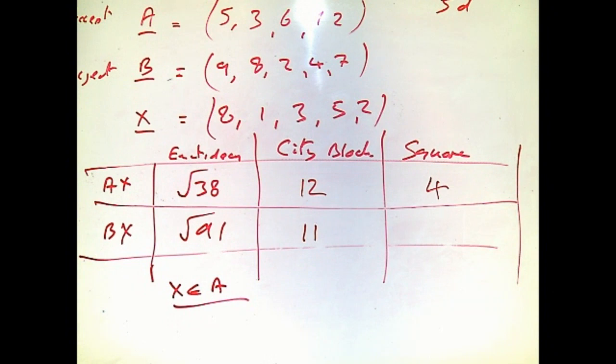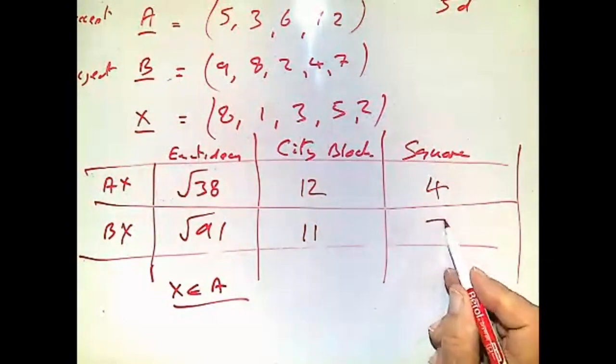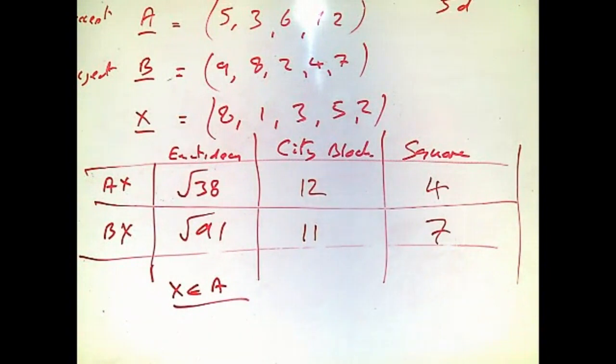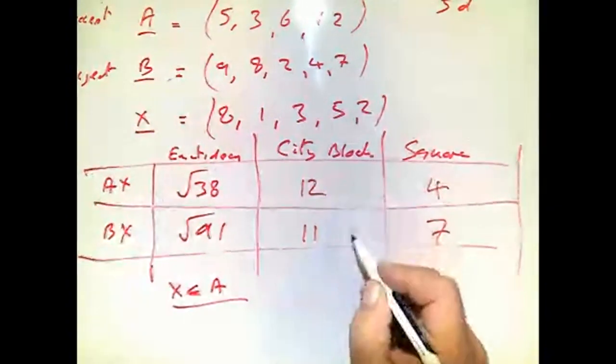Now BX. 1, 7, 1, 1, 5, 7. Now that is interesting, because we're getting X belongs to class A for Euclidean, but we're getting X belongs to class B for city block. You mean for square? Are these correct? Do you all agree with those?